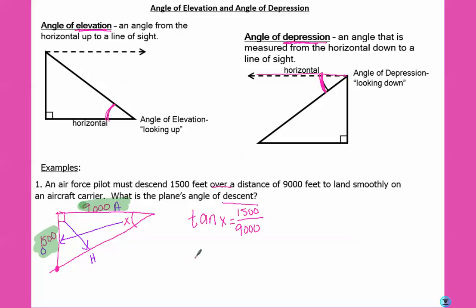And just like in our last example, we're trying to find an angle, so we're going to use tangent inverse. So x equals tangent inverse of 1,500 over 9,000. And when I type that in my calculator, I get that x would be 9.5 degrees.